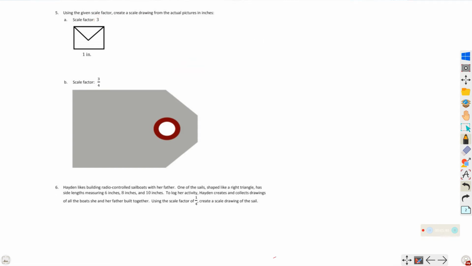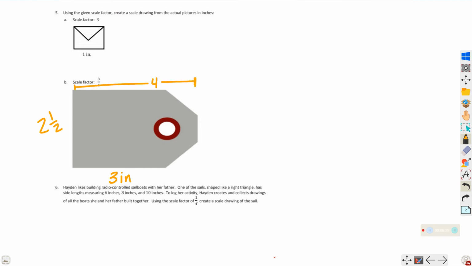Using our ruler, we're going to measure the actual picture, and then we're going to create the scale drawing. When you measure this side length here, it comes out to 3 inches. And if you were to measure how tall that side piece is, you should see that it comes out to 2.5 inches. And then when you measure all the way across from one side to the other, you would see that that distance is 4 inches.